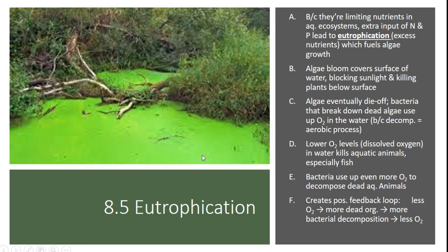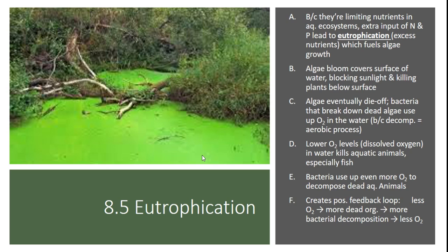This is Miss Moriarty, and I'm here to discuss topic 8.5, which is all about the phenomenon known as eutrophication. Now, eutrophication is a very popular topic in AP Environmental Science. A part of the reason why we see eutrophication occur in freshwater or even aquatic ecosystems is due to the following nutrients, right? Nitrogen as well as phosphorus.